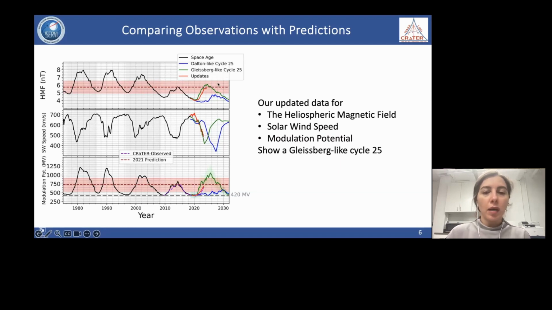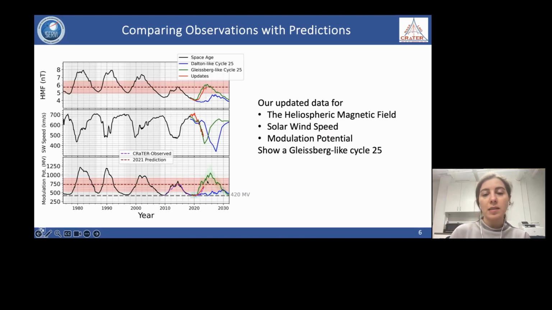So we have our predictions for the heliospheric magnetic field for the maximum of cycle 25, and also for the modulation potential parameter. What you see here in purple is the modulation potential parameter based on GCR dose rates observed by CRaTER. And again, you can see how this is coming closer and closer to reach that predicted cycle 25, and how it's also very close to what we have seen for cycle 24.